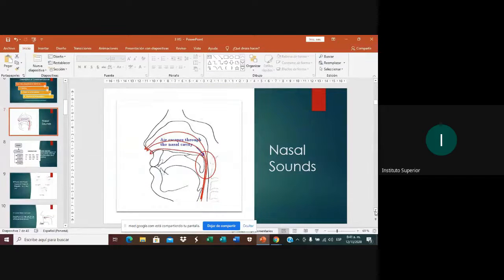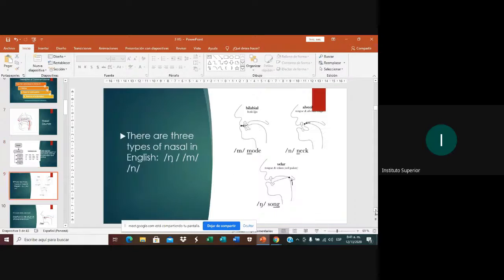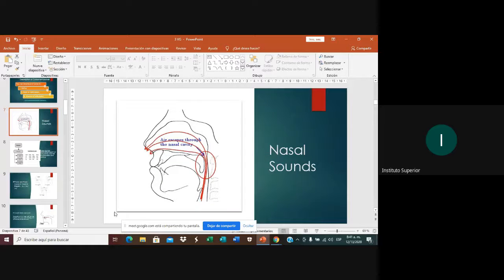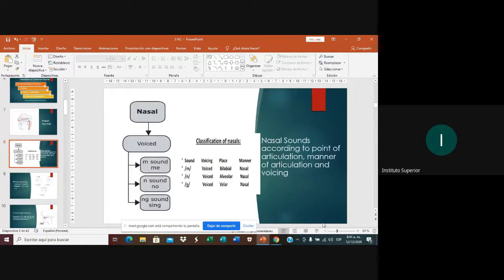Today, we're going to start with nasal sounds. Here we have a description about the classification of nasal sounds. As you see, we have three nasal sounds. Could you read, please, the first one?